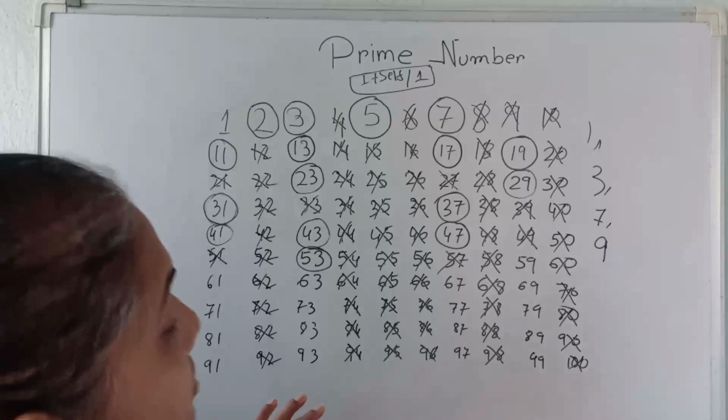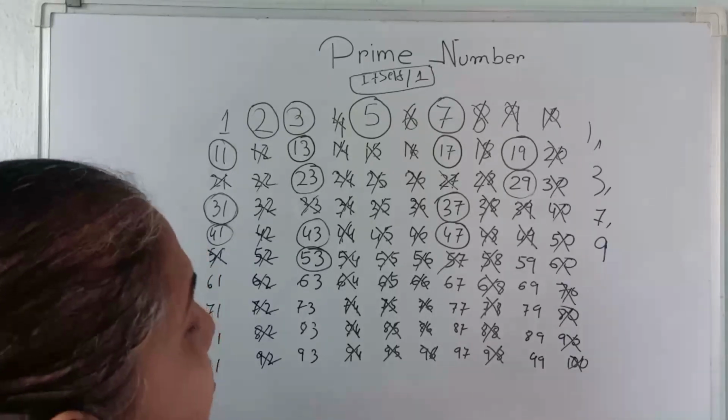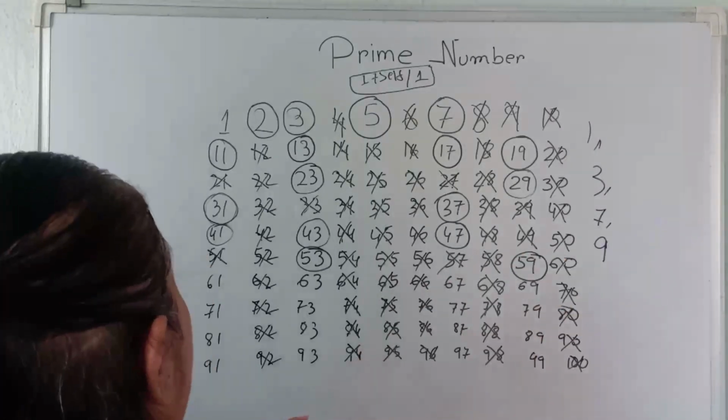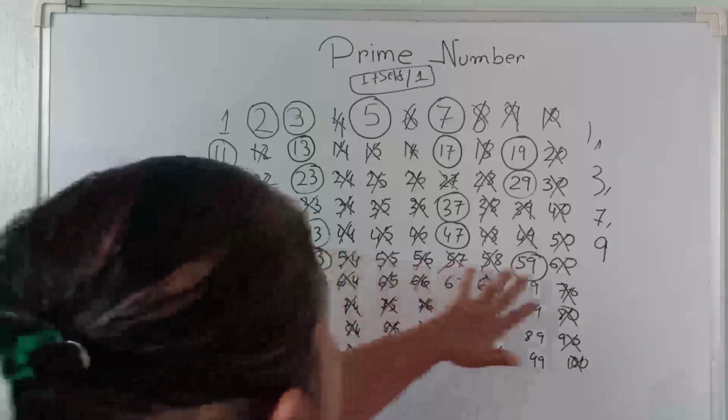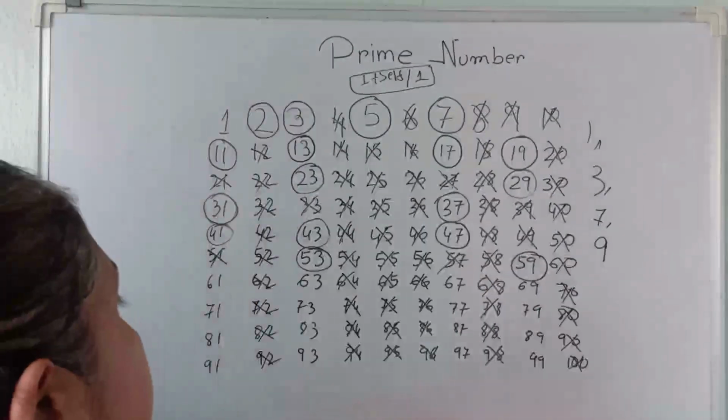Let's check 59. 59 is not divisible by any other number. We can divide 59 only by 59 or by 1, so 59 is a prime number. So how many prime numbers are between 50 to 60? Only 2. 53 and 59.